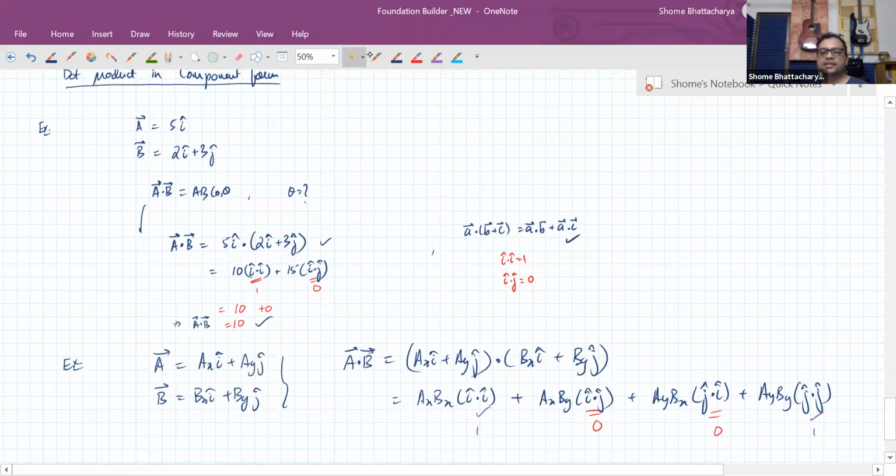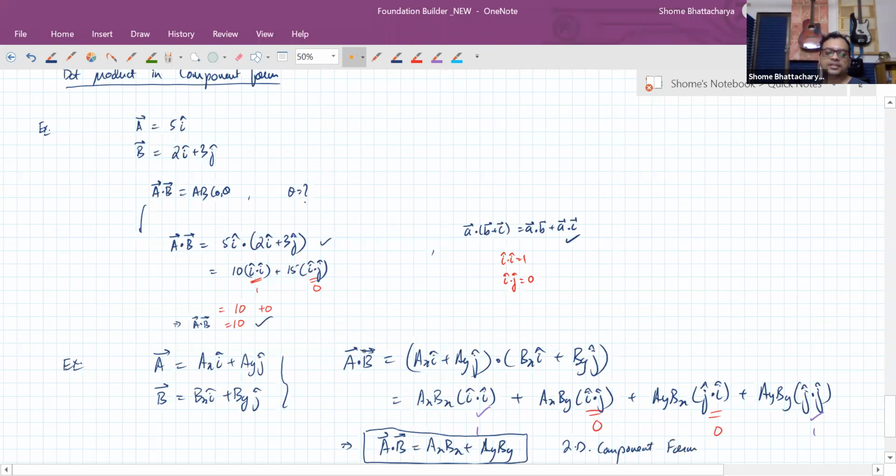Okay, so finally I'm getting a very simple formula, that a dot b, when they are two dimensional vectors, is ax bx plus ay by. So this becomes a general formula for the two dimensional component form. Similarly, we'll see the three dimensional component form also, but first you note this down.